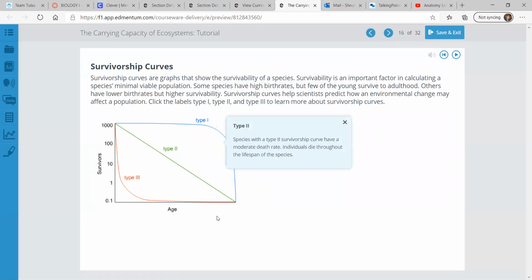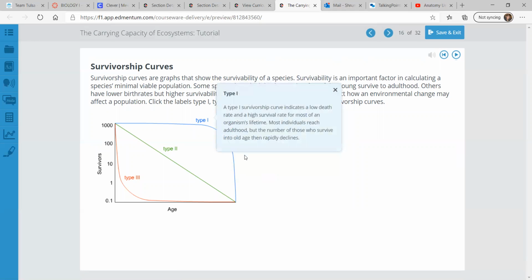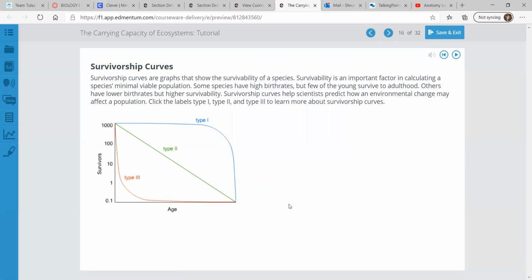Type 2 have a moderate death rate. Individuals die throughout the lifespan of the species. So type 1, they don't really die until old age, and then they rapidly decline. Type 2, people, they may die throughout their entire life. It's kind of sad. Type 3, this type of curve is found in species with a high death rate at an early age. Only a few individuals reach adulthood and live to old age.